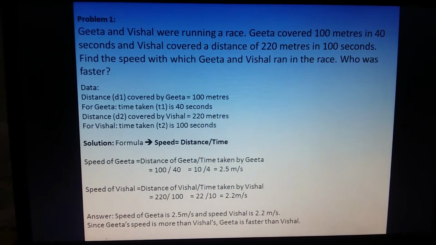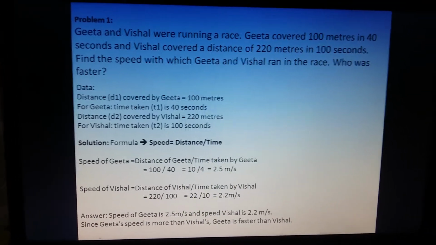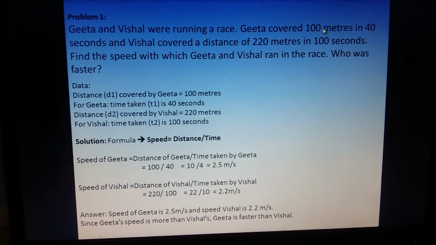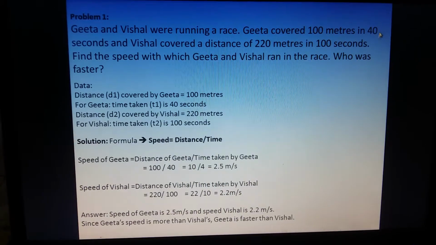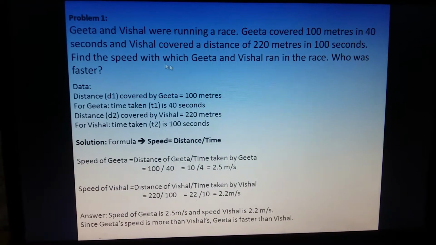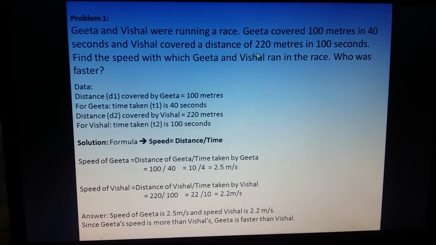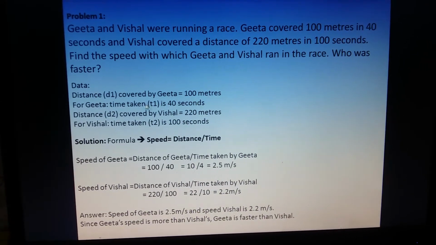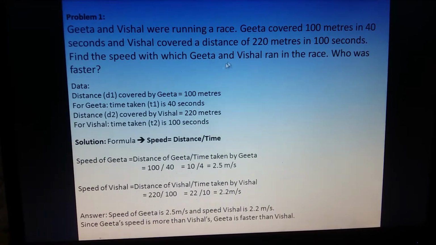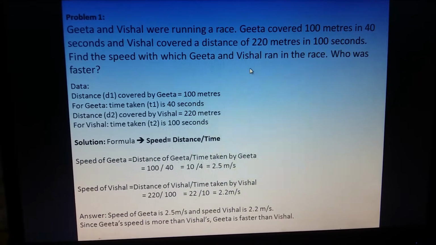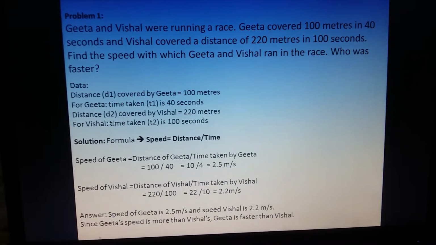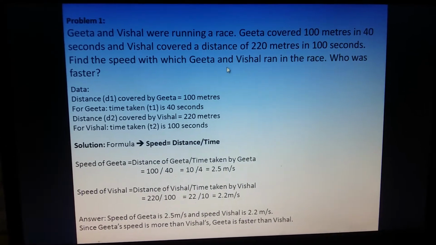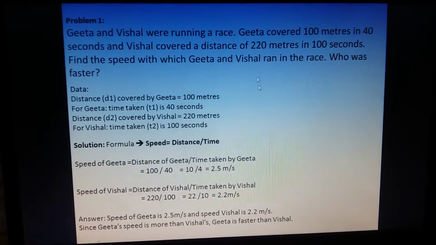Who was the faster? So what things has been given to us? We have been given how much distance Geeta has travelled and in what time, that is the time taken by Geeta. Then how much distance has been covered by Vishal and how much time he took. And what we have to find? We have to find the speed of Geeta and speed of Vishal. We also have to compare who was faster. So when we find the speed of Geeta and Vishal, we can compare.